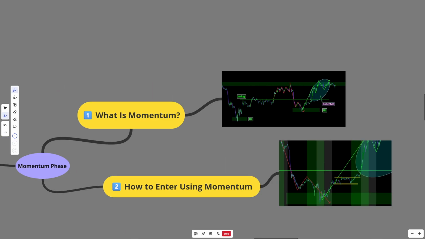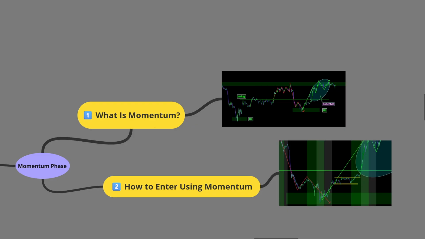So what is the momentum phase? Momentum is a real, strong move in the direction of the main trend. Momentum only comes after a trap, recharge, structure flip, and session volume, and the momentum is clean, fast, safe, and powerful. So momentum is the phase we want to trade.